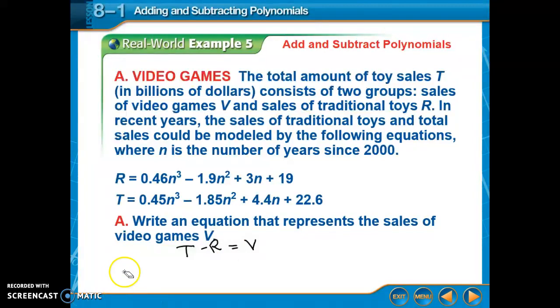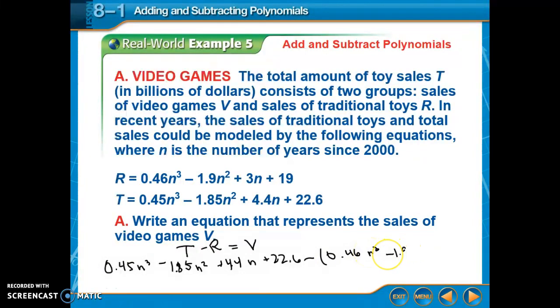So if I'm doing that, I'm going to put in my T, which is 0.45 n cubed, minus 1.85 n squared plus 4.4 n plus 22.6. And I'm subtracting all of R. So remember, it's subtracting this entire thing. So I'm putting all of it in parentheses. Okay, so when I do this, I want to distribute that negative all the way through here.